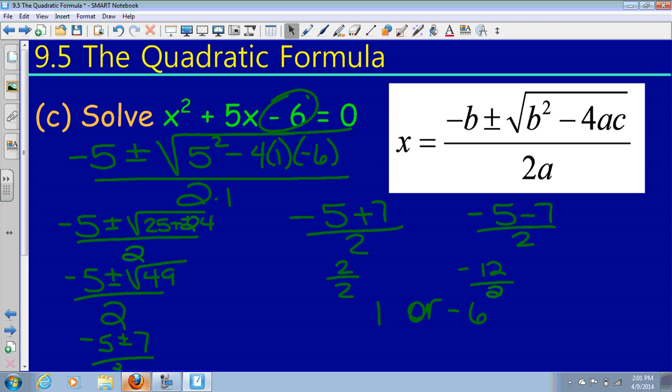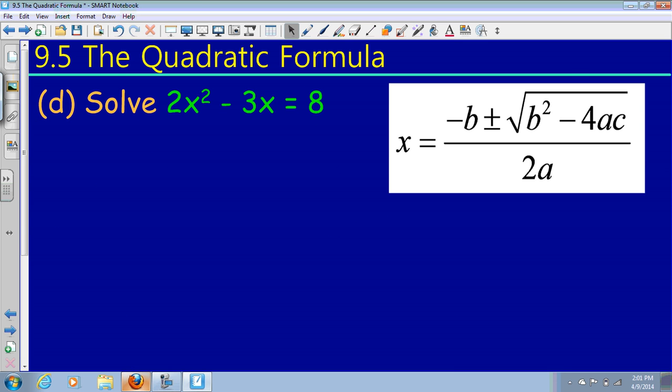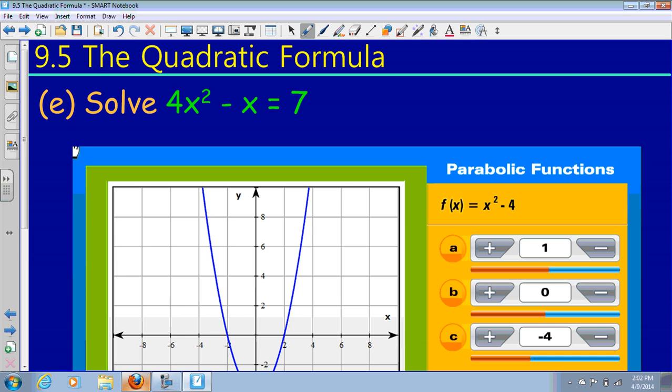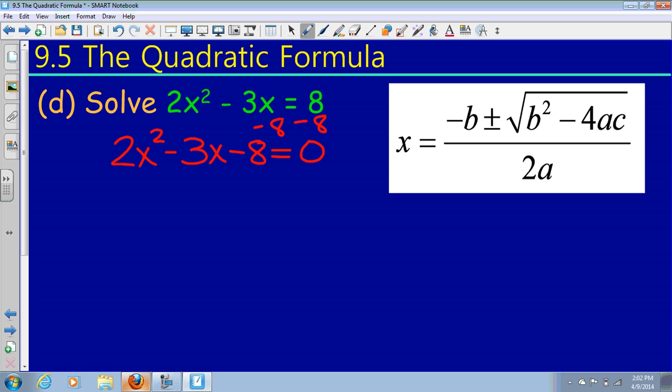Okay? Now, I want you to realize that there may be times when you solve this, for example, here's one, that it's not in standard form. How can I get it to standard form? Yes, subtract 8 from both sides. So it becomes 2x squared minus 3x minus 8 equals 0. And then we substitute in again. Sometimes when you do this, you may end up with a decimal as your answer. Okay? Let me go back to that one where we subtracted, and let's try this one together.